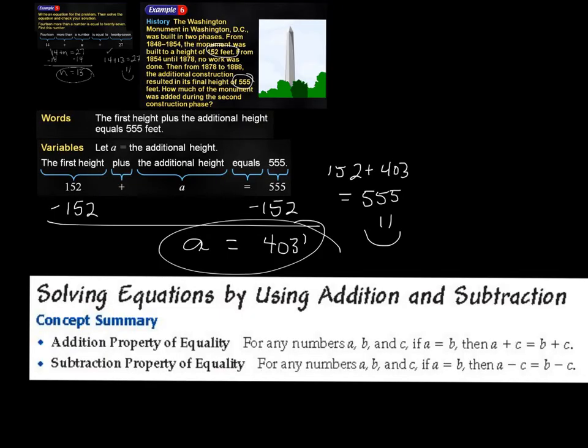Our big ideas for the lesson were using the addition property of equality, so we can add the same thing to both sides of an equation, and the subtraction property of equality. We can subtract the same thing from both sides of an equation to solve, which means get a variable on one side of the equation by itself.